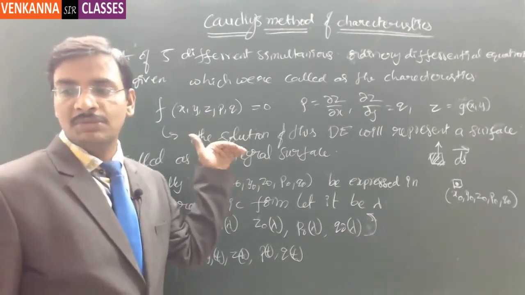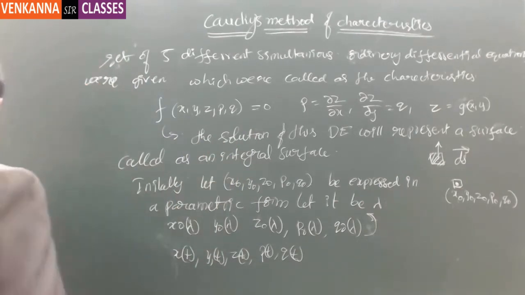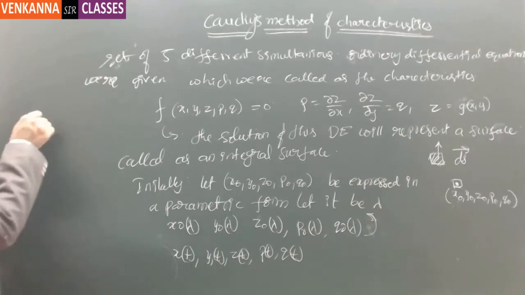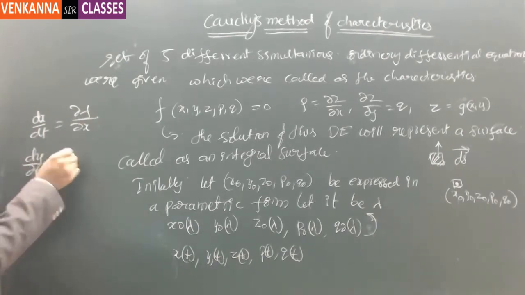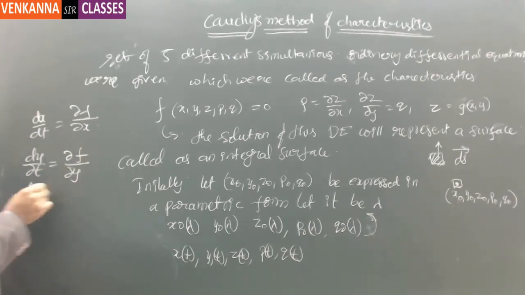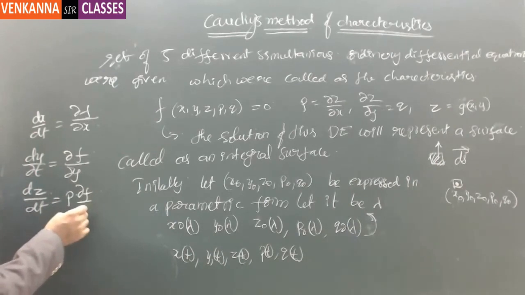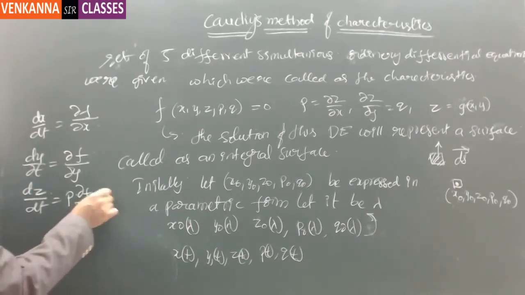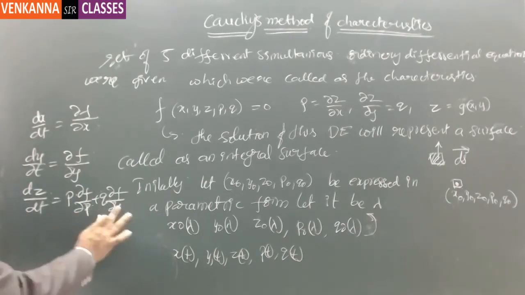In that case, we will have to use the set of 5 differential equations suggested by Cauchy, which are nothing but the characteristic equations. Those characteristic equations are, you can note down this. In the parametric form of t, dx by dt is equal to dou f by dou p, dy by dt is equal to dou f by dou q, and dz by dt is equal to p into dou f by dou p plus q into dou f by dou q.